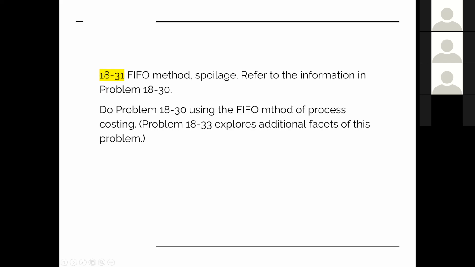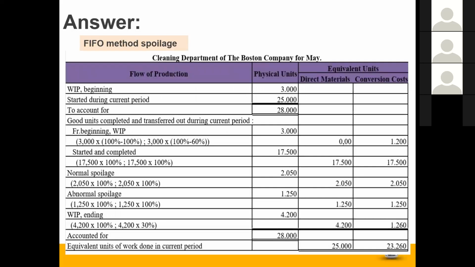So the question is the FIFO method of spoilage, referring to information problem 8030. Do problems using the FIFO method of process costing? Yeah, the problem is in the next slide. As you can see from the presentation, there's a FIFO method spoilage, Cleaning Department of the Boston Company for May.